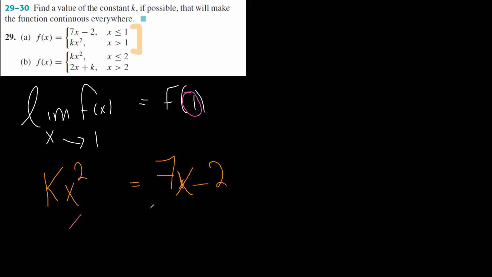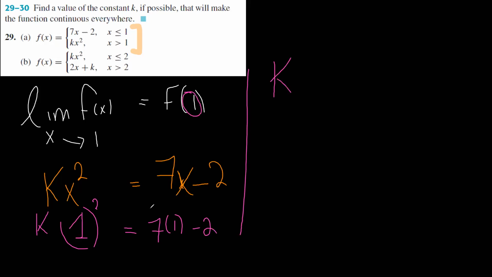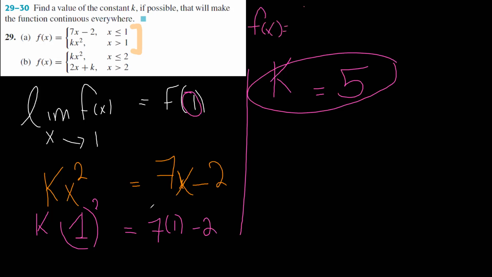Then the second step, I have now x is 1. So let's put 1 instead of x. So I have k equal 7 minus 2, which is 5. So what is the value of k? It is 5. So the function will be like this: 7x minus 2 and 5x squared.